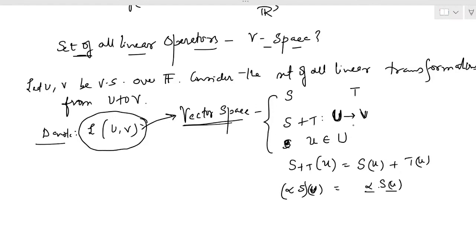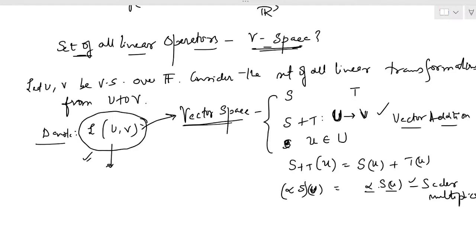So if these two operations are defined, that is, this is how I have defined the vector addition over the set of linear operators, and a scalar multiplication with respect to it, it can be proved that this particular space, L(U, V), which represents the set of all linear operators, forms a vector space.